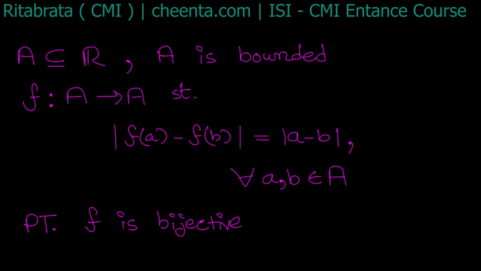See that the 1-1 part is very easy. If you take f of a equal to f of b, then you will get that mod a minus b equals 0, so a equals b. That's true. So the main interesting part is the onto part. You try that on your own, and if you find the solution, you can type that in the comment box. And keep in mind that you cannot use anything of continuity and differentiability, because A is an arbitrary subset of R. A can be a subset of natural numbers also.